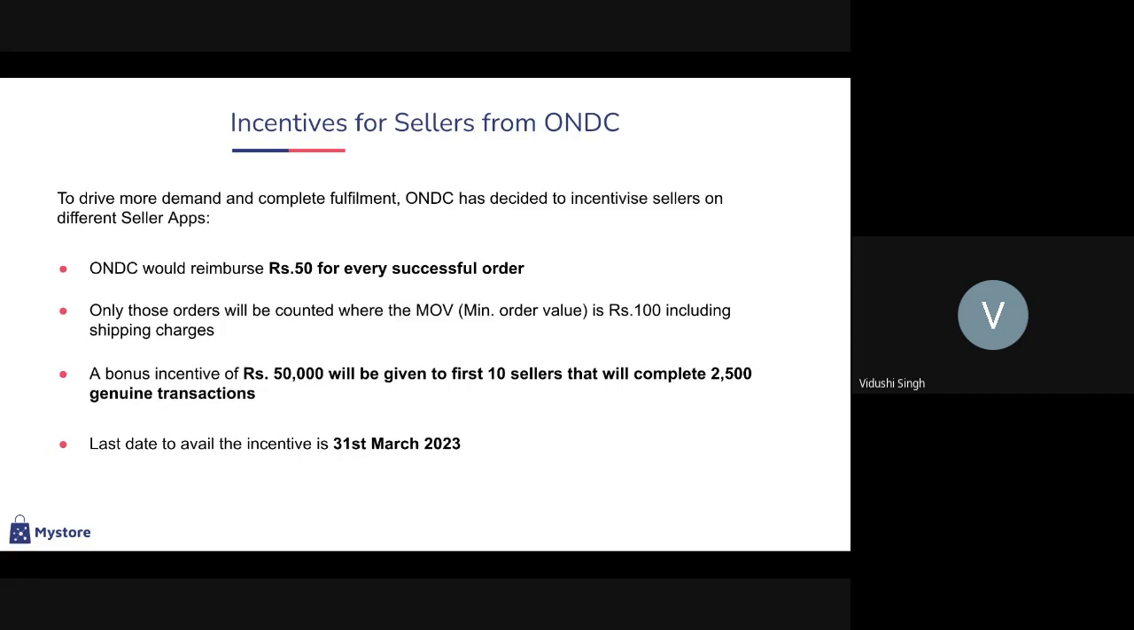And for the sellers, of course, there's a 50 rupees incentive that is given out for every successful order. And by successful order, we mean a successfully delivered order, as long as the order value is 100 rupees and above. Over and above that, as Kriti mentioned, there is also an incentive to do that at speed: the first 10 sellers at a seller app level that complete 2,500 delivered transactions would be given out a bonus incentive as well.